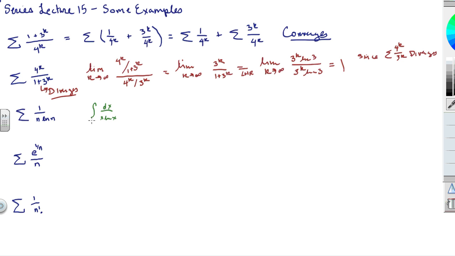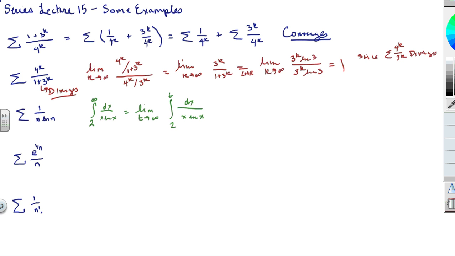So let's not go from 1 to infinity, let's go from 2 to infinity, because we already know it's not defined at 1. I didn't put the limits on. The limits are wherever it starts making sense. So this is going to be the limit as t goes to infinity of the integral from 2 to t of dx over x ln x.